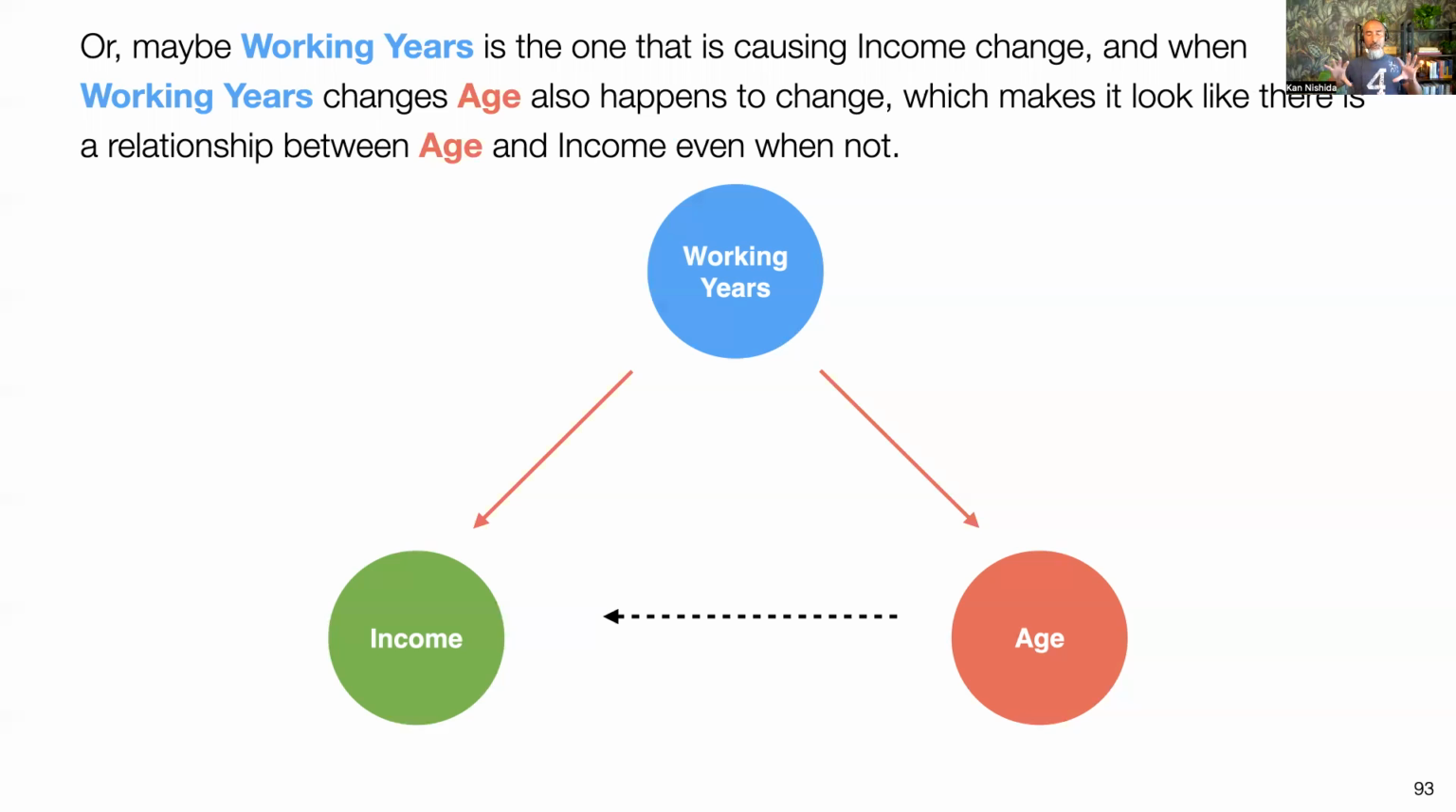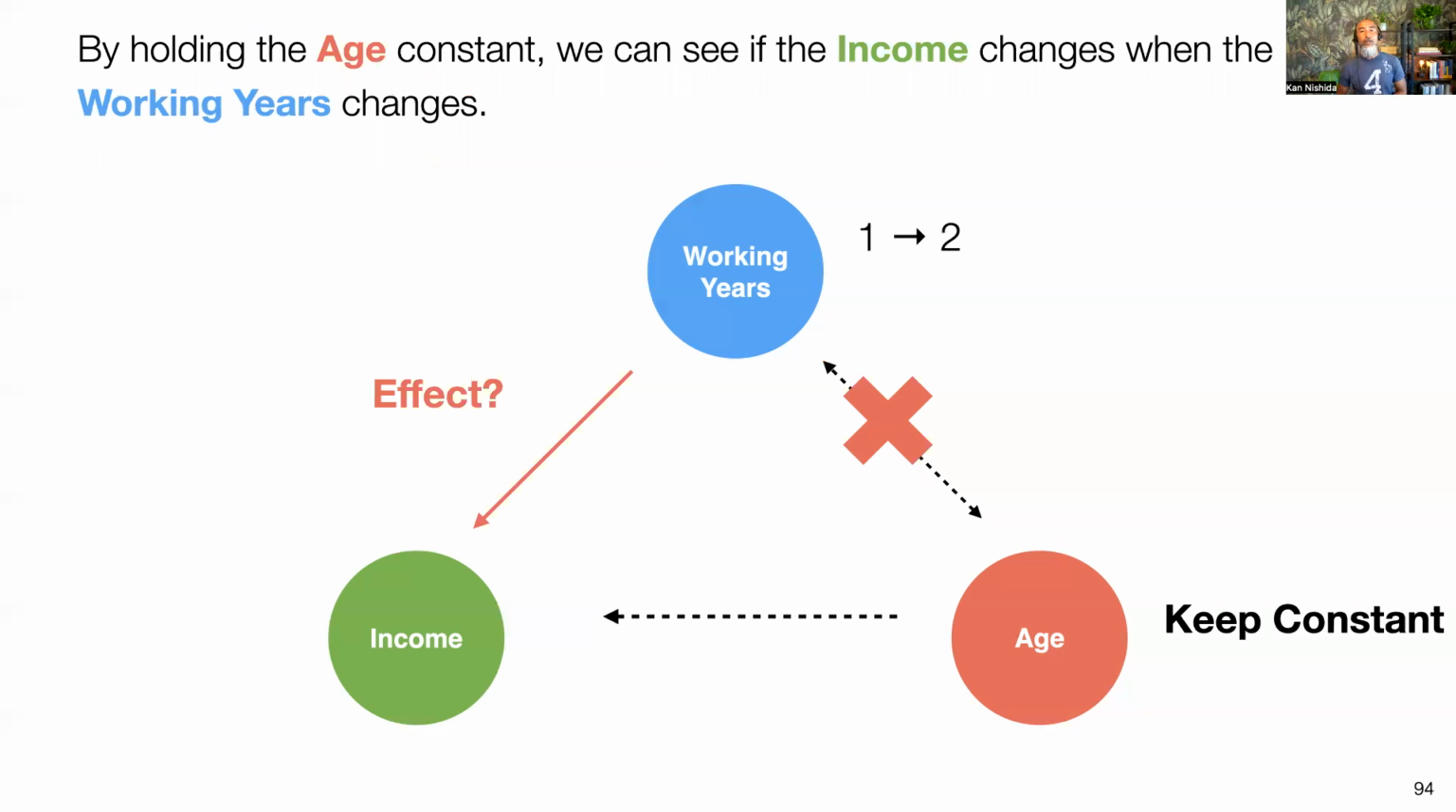And then if we are blinded and just focusing on age and income, then it looks as if, because age increases, income also increases. Okay, so in that case, what are we gonna do? How can we solve this problem? Well, when you think about it, how about we break the relationship between working years and age? How do we break that? Well, we can hold age constant.